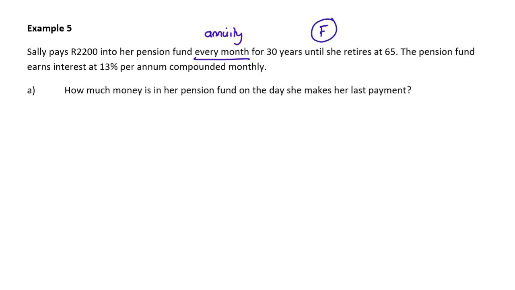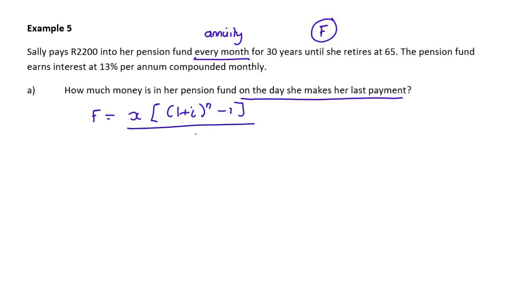The pension fund earns interest at 13% per annum compounded monthly. How much money is in her pension fund on the day she makes her last payment? Now, on the day she makes her last payment is essential because that's the kind of T's and C's for the future value annuity formula. The future value annuity formula, which we hopefully remember, but it's on our formula sheet, has built into it that it works out the amount of money you have on the last day you make your payment.